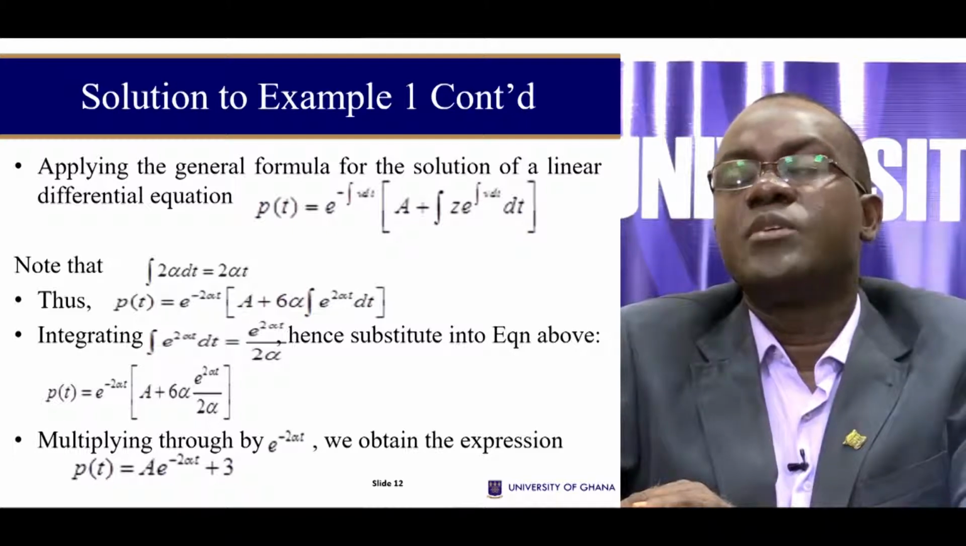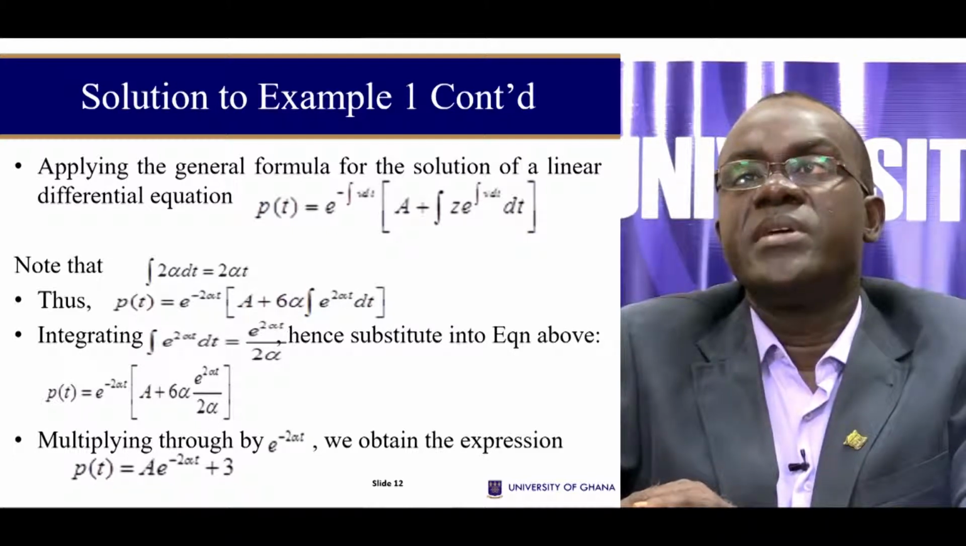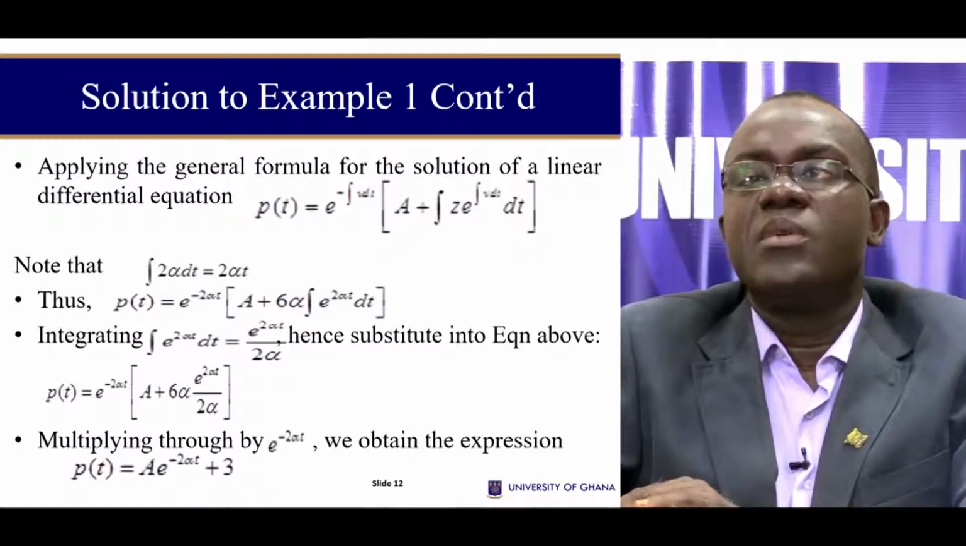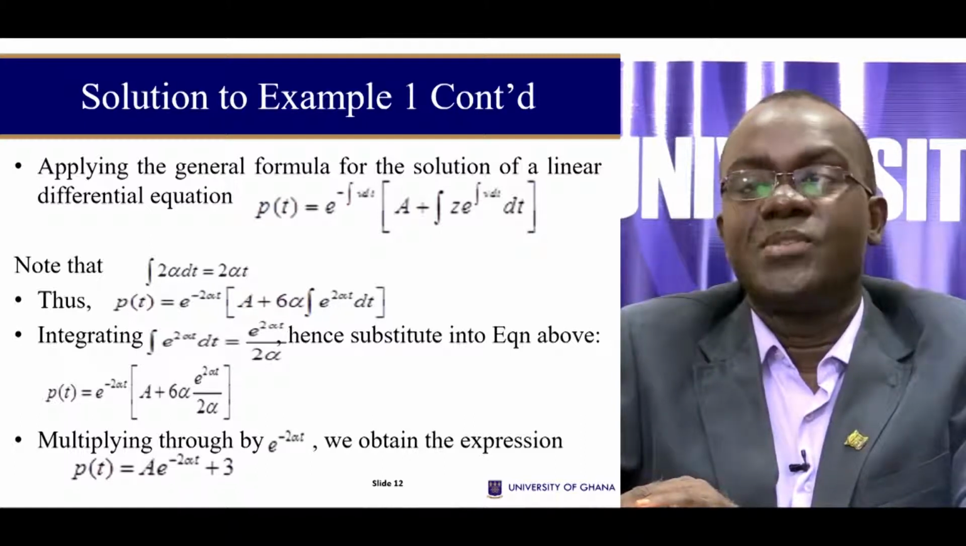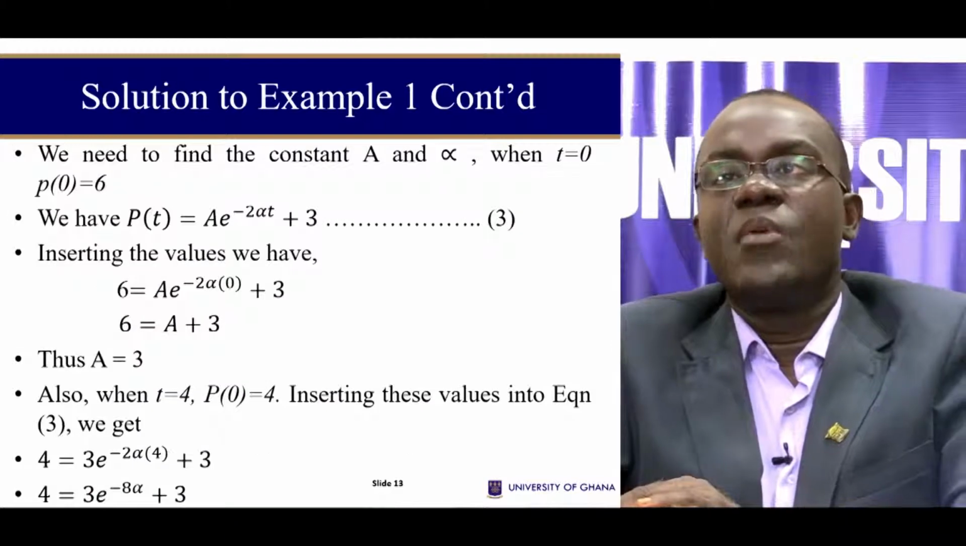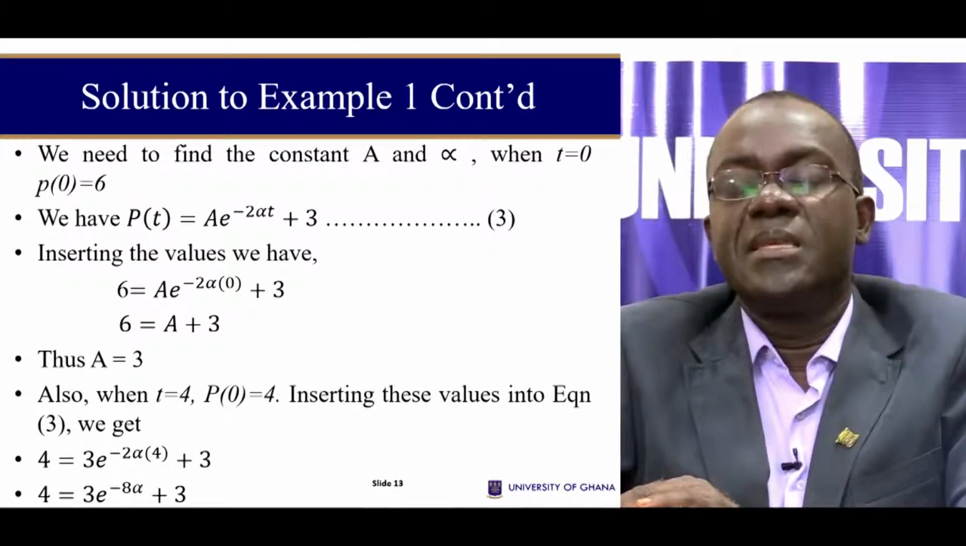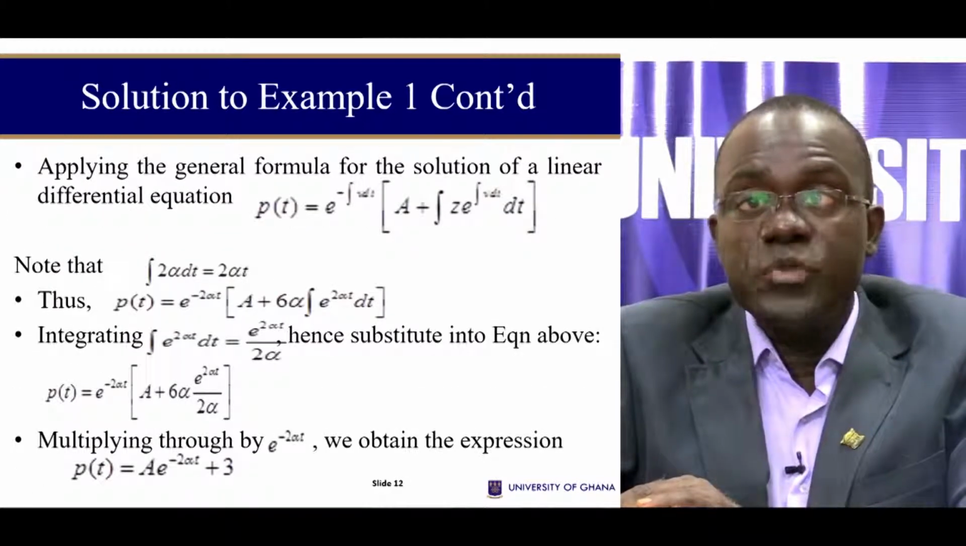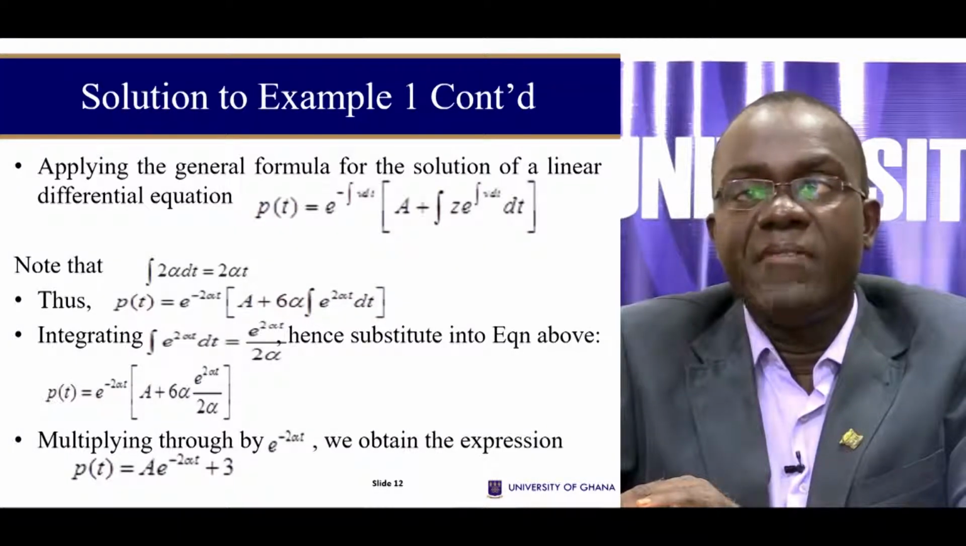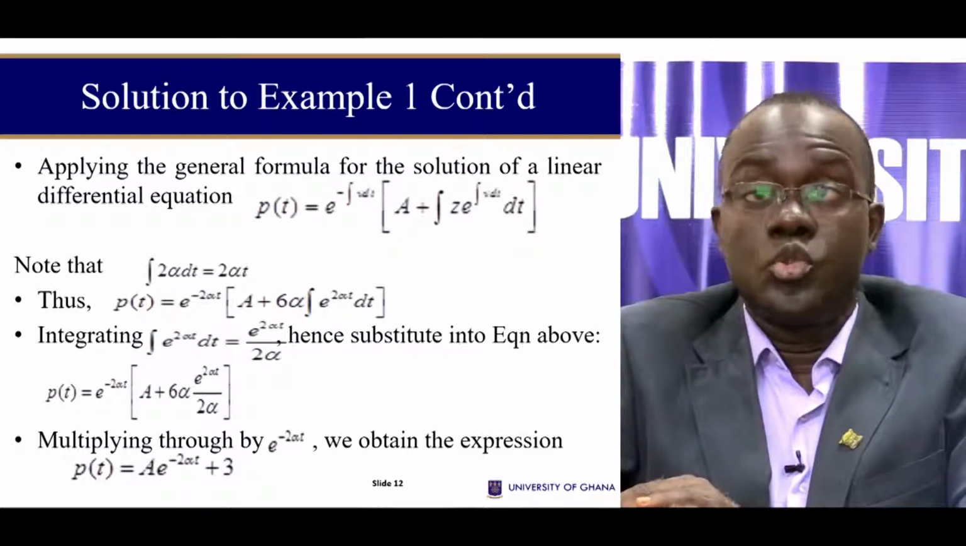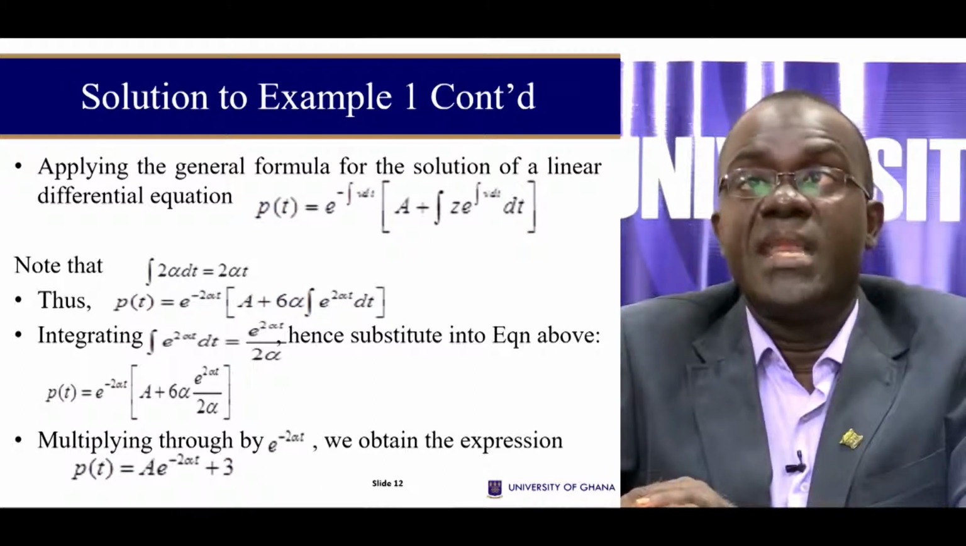What I'm left with is how to simplify this integration. This integration gives me that. I slot it in here, expand it, and when I reorganize them, I get this nice equation here to be our solution. Now, we have some boundary conditions. Notice that in this solution, we have two constants, A and alpha. Once we have two constants, we need two boundary conditions to be able to find the actual values of A and alpha.